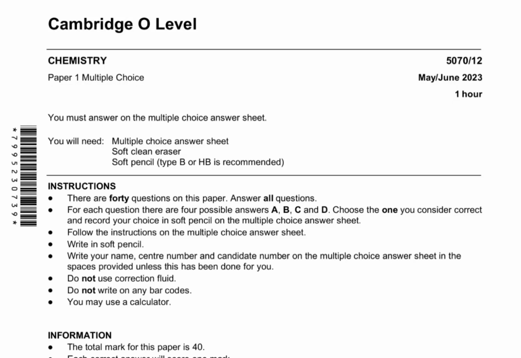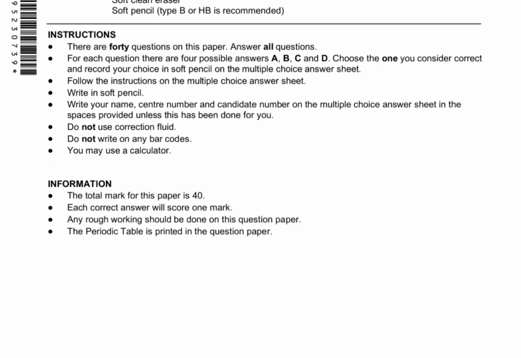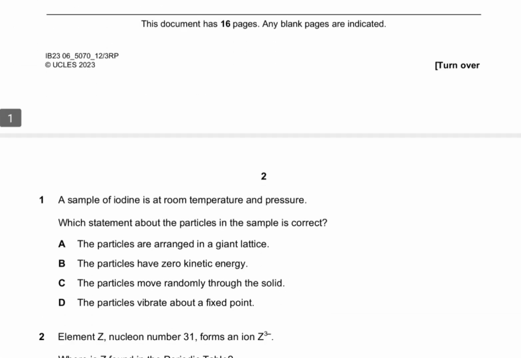Cambridge O-Level, it's summer 23 and paper 1, variant 2. 10 questions a day. So here we have the first question.